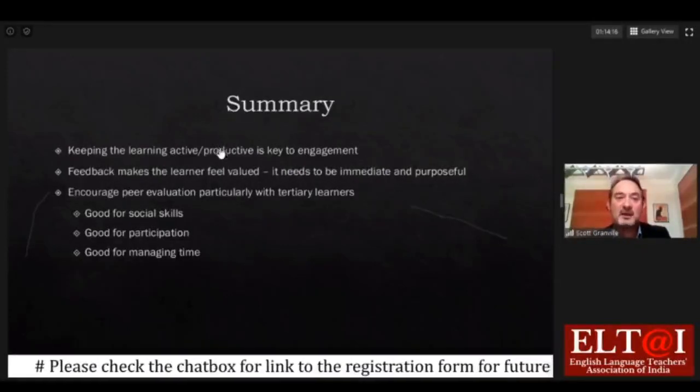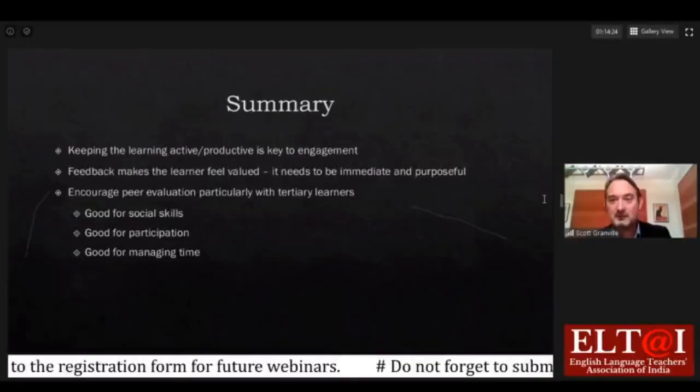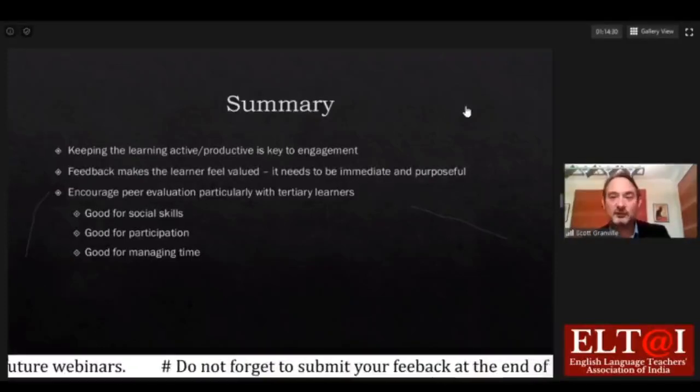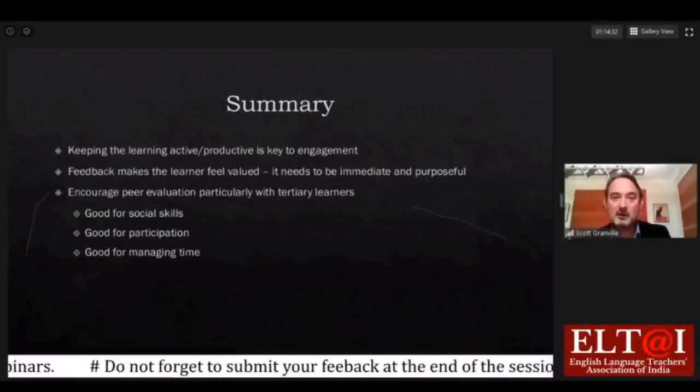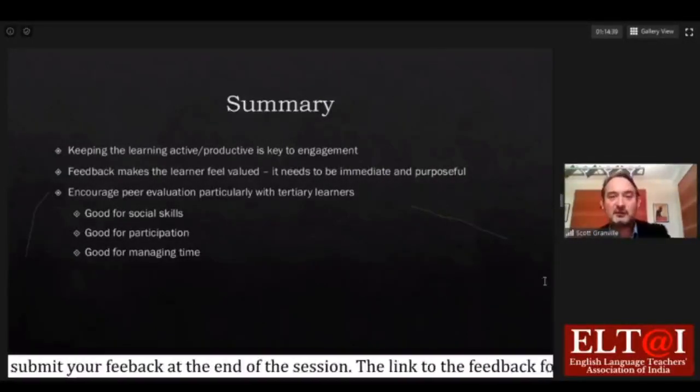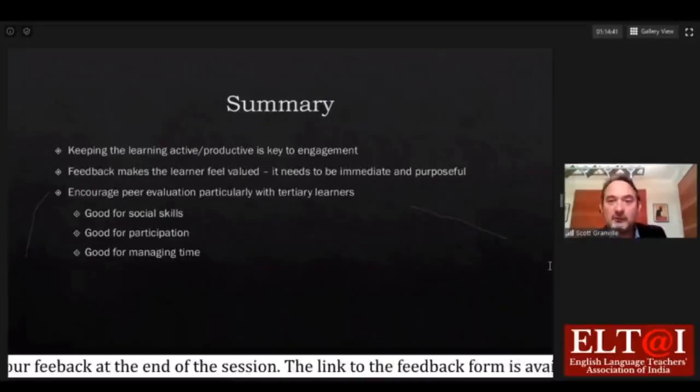Because what feedback does is make the learner feel valued. Now, it needs to be one of 2 things, or both if possible. It needs to be immediate when it can be, but it certainly must be purposeful. We shouldn't give feedback just for the sake of feedback. If it's a formative part of an assessment, we can build on it to make sure that at the summative part of this assessment they're successful.